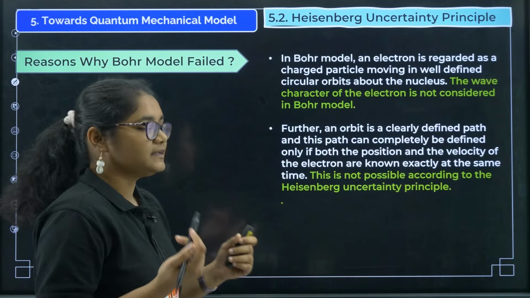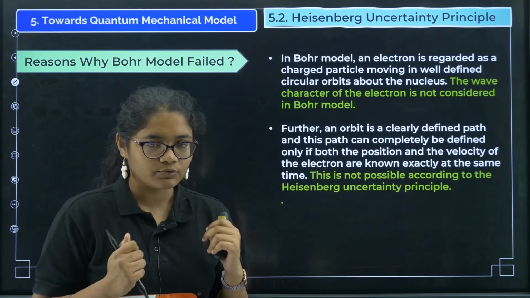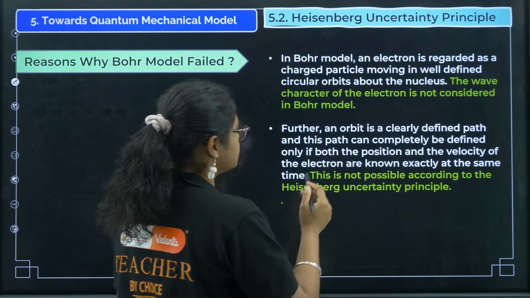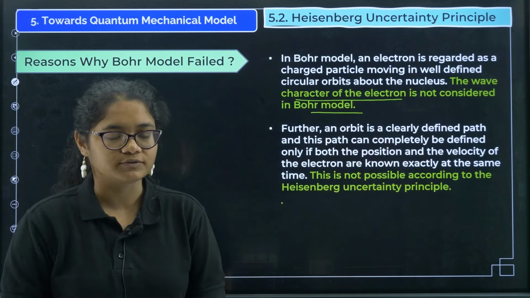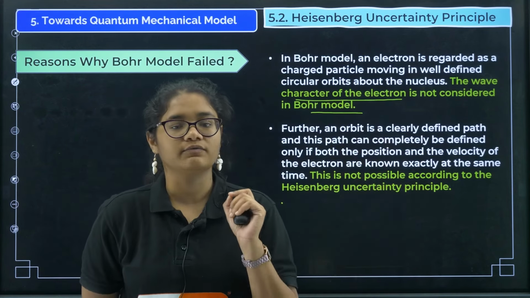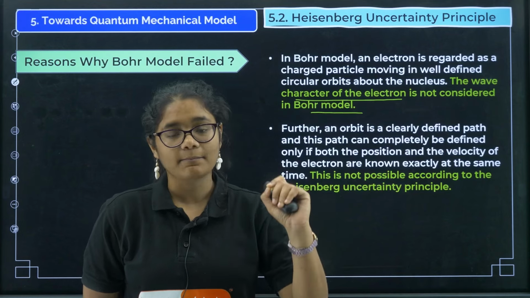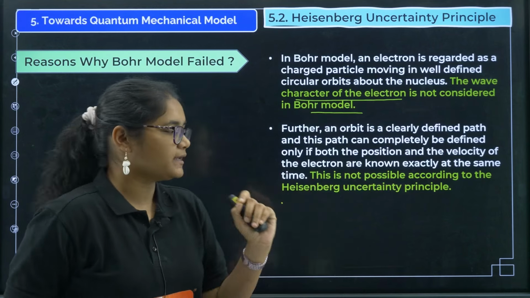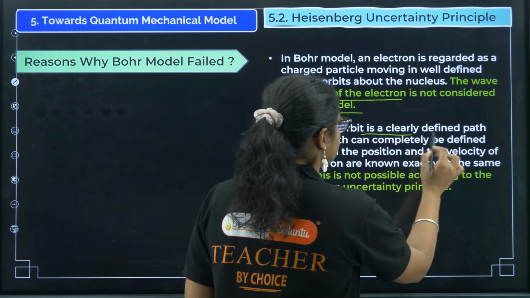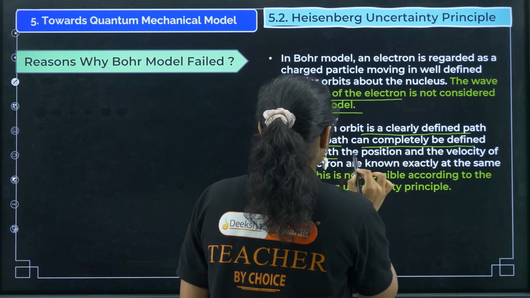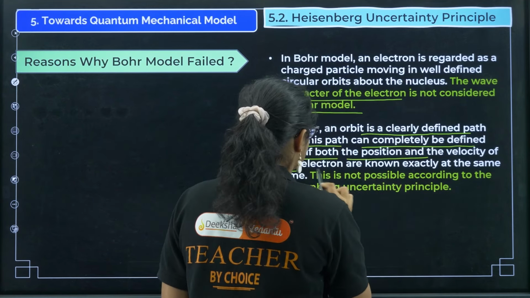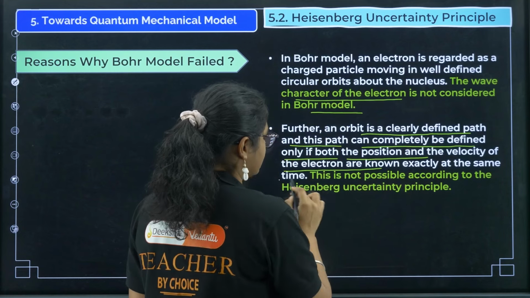Now coming to the reasons why Bohr's model failed. So there are two important reasons. The first reason is the wave character of the electron is not considered in Bohr's model. In Bohr's model, the electron was considered as a particle, okay. And the second thing is obviously an orbit is a clearly defined path, and this path can completely be defined only if both the position and the velocity of the electron are exactly known, okay.